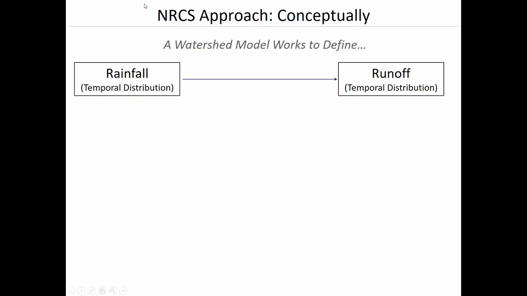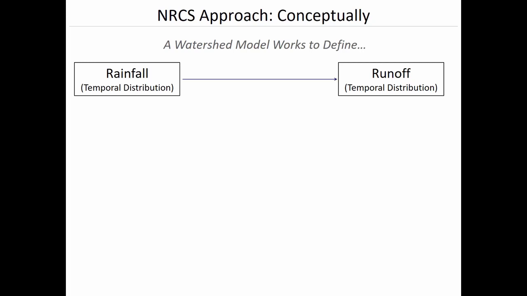So here's just another way of conceptually kind of graphing all the ideas together. We have rainfall and we want runoff. And so there's got to be something in between. The model is a way of having the input data that may be temporally distributed, like a hydrograph.